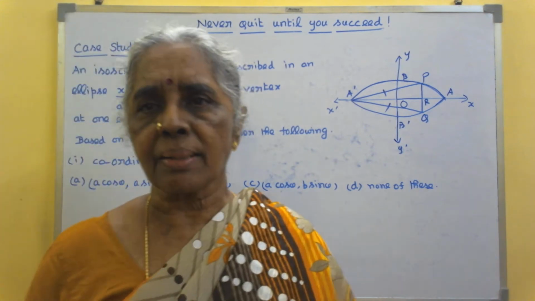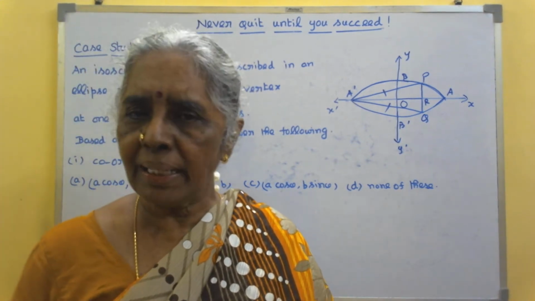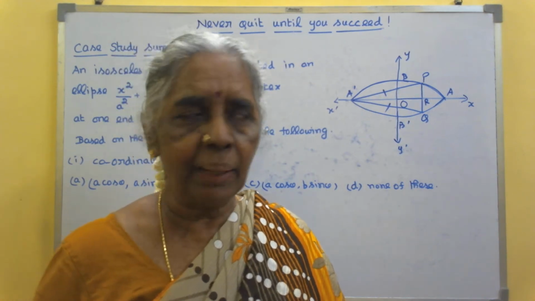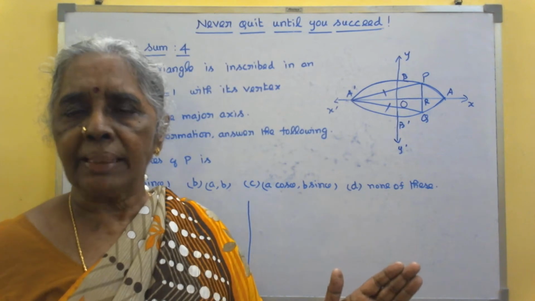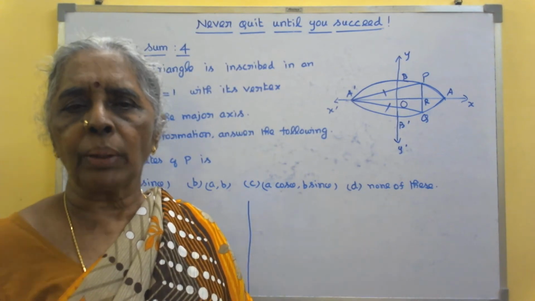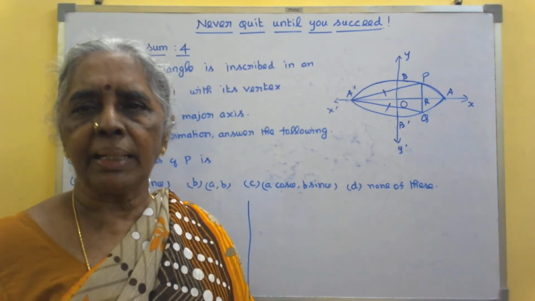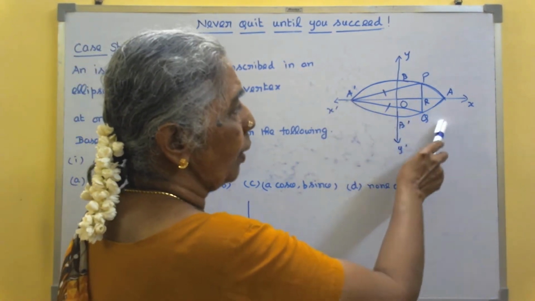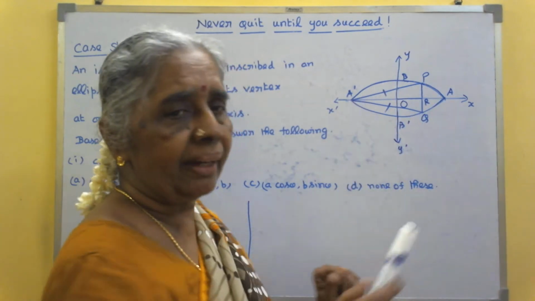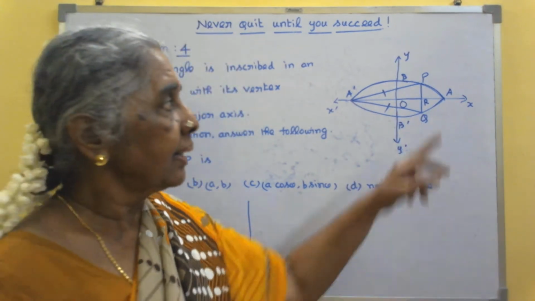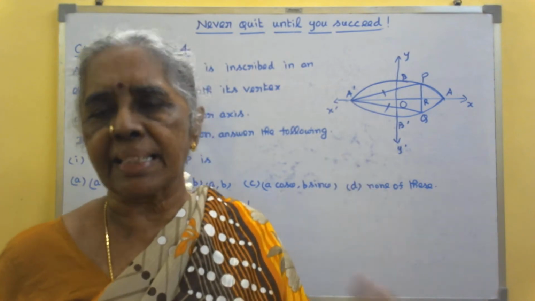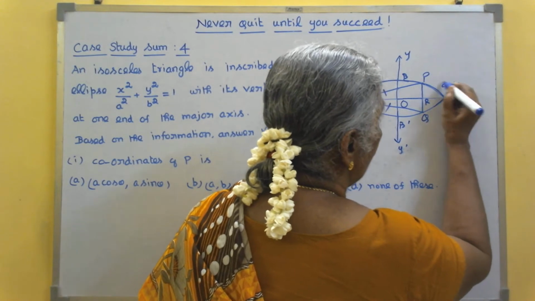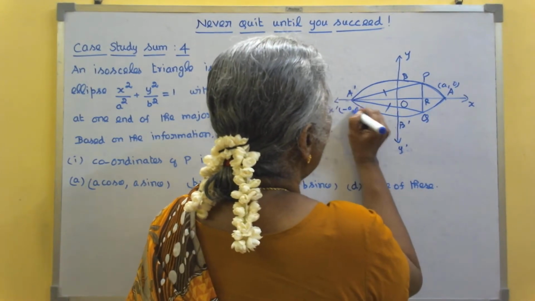Before going into the sum, first let us recapitulate certain things about ellipse which you have studied in your 11th standard. Ellipse is of two kinds. One, the major axis will be along x-axis and the other, the major axis will be along y-axis. Here in this figure, the major axis is along x-axis. Here this A dash A is called the major axis. This A and A dash are called the vertices. So the vertices are A comma 0 and minus A comma 0.